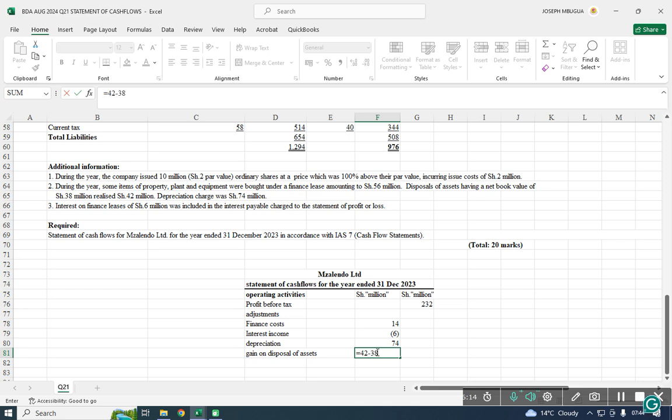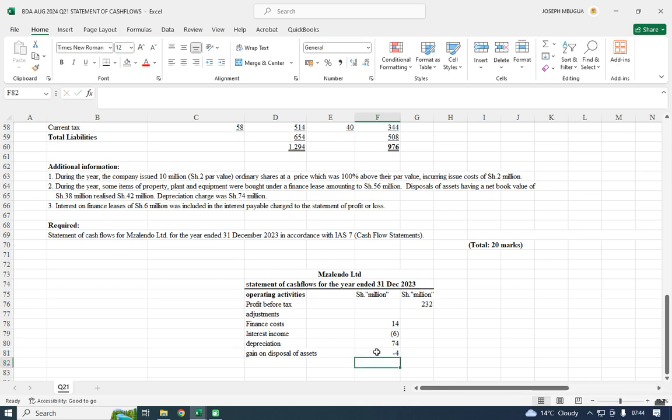We only need to get a gain. Yeah, so I can take the opposite because the gain is a negative. Gain we normally minus, so I'll take 38 net book value minus 42, and you'll get -4, which was a gain. Because it's not in the normal course of business, that's why we are deducting it. It was added as an income.